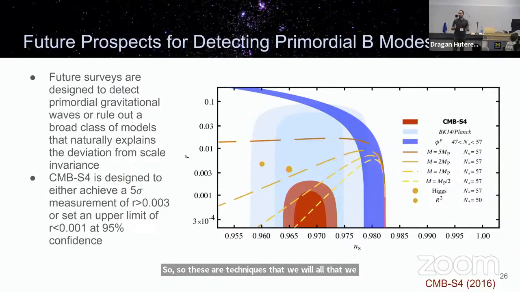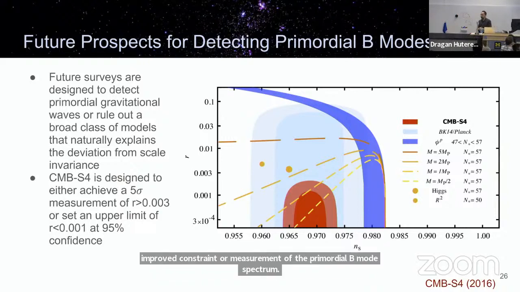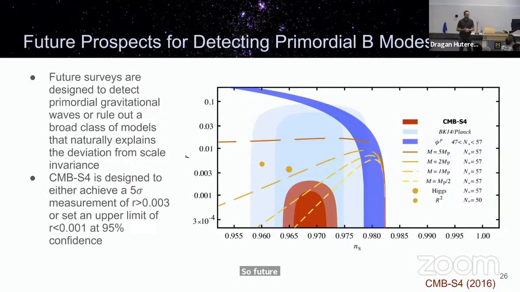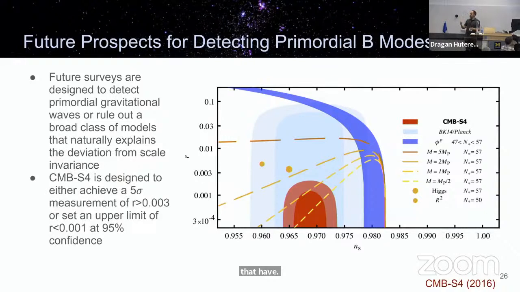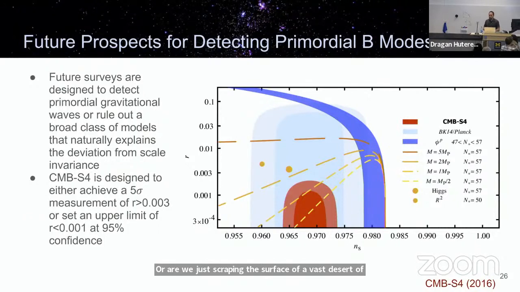And we hope to get a much improved constraint or measurement of the primordial B mode spectrum. So future surveys are designed to go after this signal despite all of its challenges. And a natural question is, will we cross any thresholds? I just said that you can write down models of inflation that have vastly different values of r. So is it really worth improving it by a little bit, or are we just scraping the surface of a vast desert of possibilities?